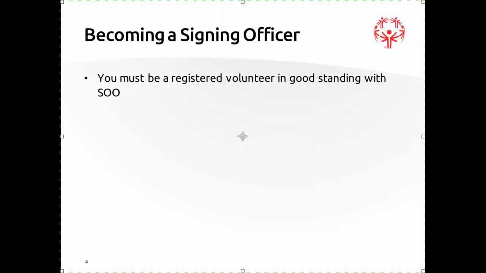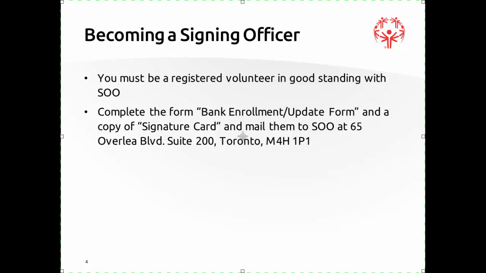Becoming a signing officer. To become a signing officer, you must be a registered volunteer in good standing with SOO. Complete the Bank Enrollment/Update Form and a copy of the Signature Card and mail them to SOO at 65 Overlea Boulevard, Suite 200, Toronto, Ontario, M4H 1P1. Please do not take this form to your local Royal Bank branch.